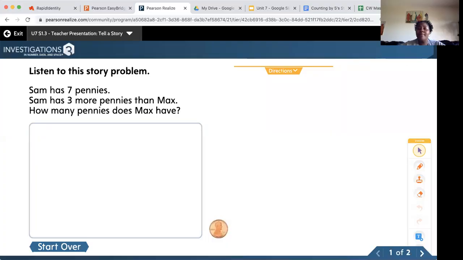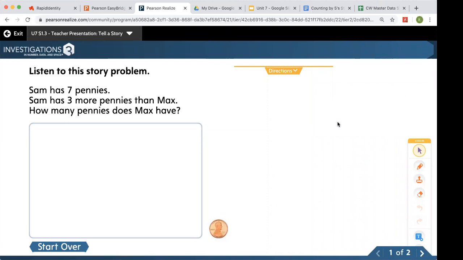We are going to start off with another warm up today, like we did yesterday. So, listen to this story problem. Sam has 7 pennies. Sam has 3 more pennies than Max. How many pennies does Max have?